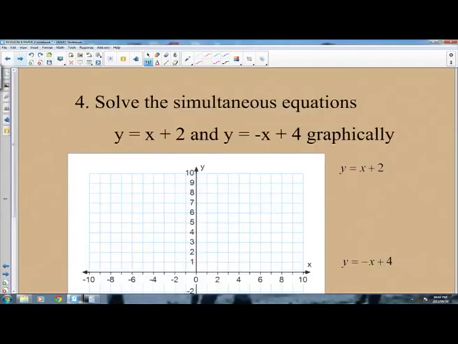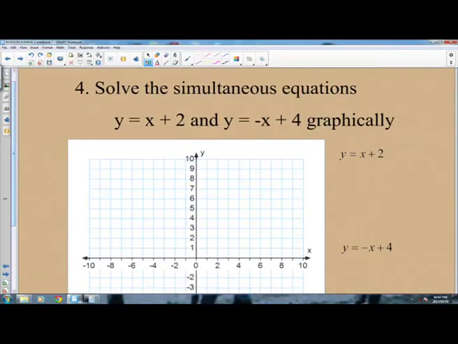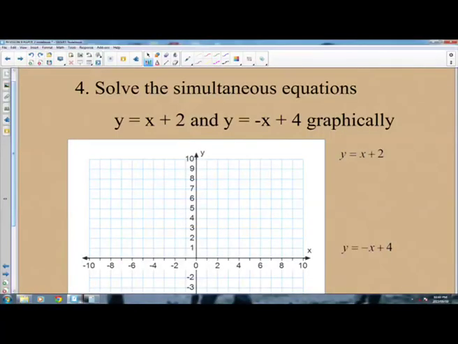And then the next revision question, it says solve the simultaneous equations y equals to x plus 2 and y equals to minus x plus 4 graphically. We know that there are other methods that you can use to solve this. You get elimination, substitution, as well as the matrix method. But the question says you are to use the graphical method. It is requiring you to make sure that you are going to use the graphical one. So this is the method that you are to use.